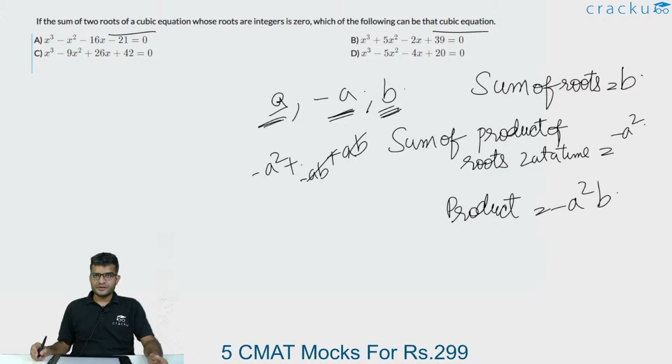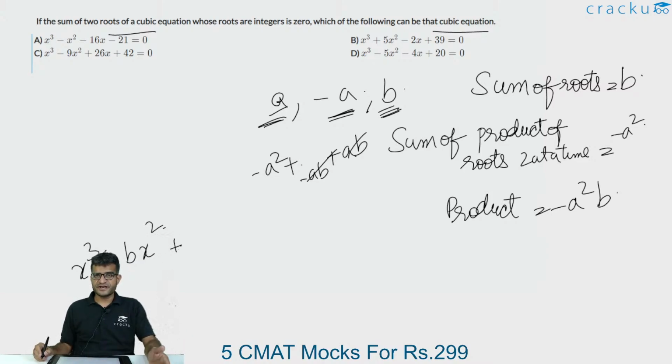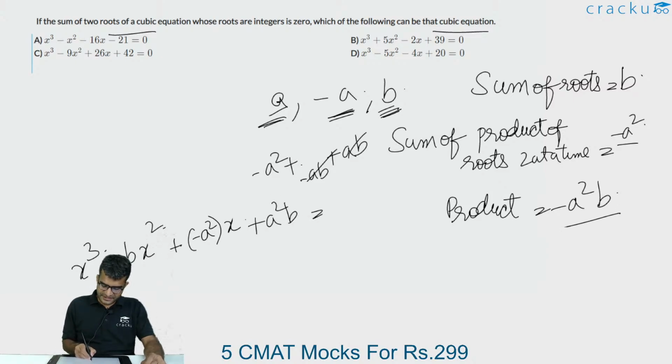So the cubic equation will be of the form x cube minus the sum of the roots, which is minus b into x square, plus the sum of the product of the roots taken 2 at a time, which is equal to plus minus a square into x, minus the product of the roots, which is equal to plus a square b. This is equal to 0. Or essentially the cubic equation will be of the form x cube minus x square into b minus x into a square plus a square into b is equal to 0.